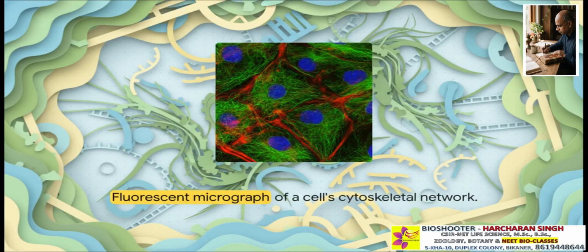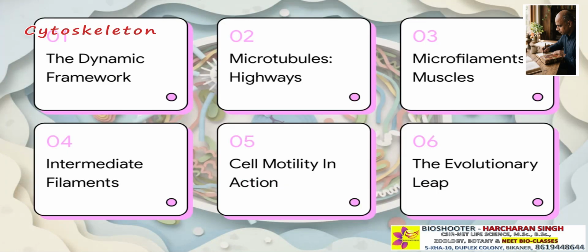Just look at this glowing, two-dimensional network. This fluorescent micrograph perfectly captures the sheer complexity of the cell's infrastructure. It is definitely not just some inert, boring scaffold. It's a highly active, constantly remodeling meshwork, spanning the entire cytoplasm, orchestrating this beautiful chaos. It's providing the physical tracks for molecular transport, the structural support to keep the cell from being crushed, and the literal muscle for movement. Here is our architectural blueprint for the day.